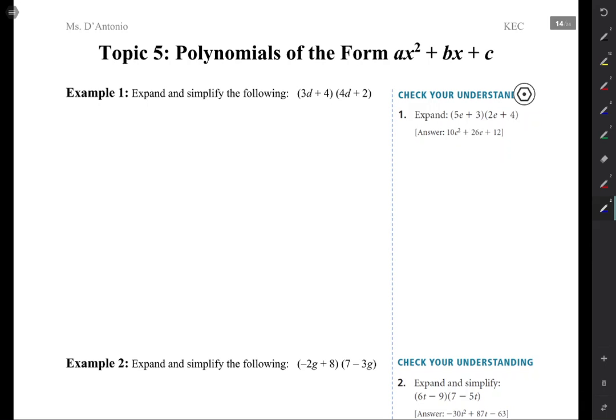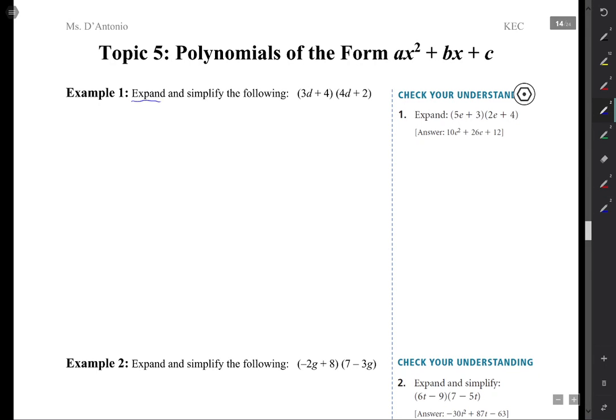Topic 5 is a continuation of topic 4, except we're just going to be working with a little bit more difficult polynomials. So let's start off with example 1, where we have to expand and simplify the following. Now remember, the word expand just means to multiply these two binomials together, and then simplify is to combine like terms. So whenever we're expanding two binomials that are multiplying, we are going to FOIL it.